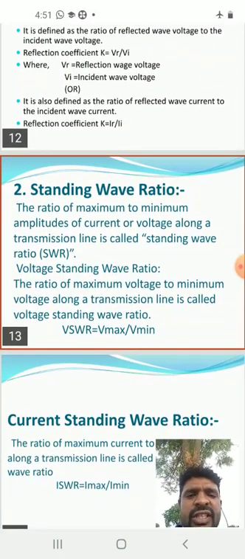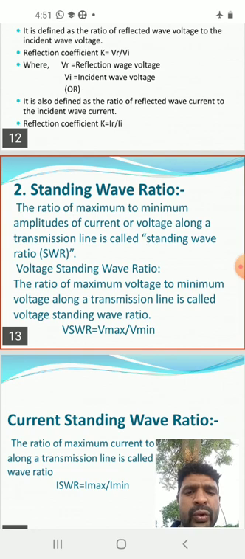Next topic, standing wave ratio. The ratio of maximum to minimum amplitude of a current or voltage along a transmission line is called standing wave ratio. That means it is the ratio of maximum to minimum voltages or currents in a transmission line. It is again divided into voltage standing wave ratio VSWR and current standing wave ratio ISWR.